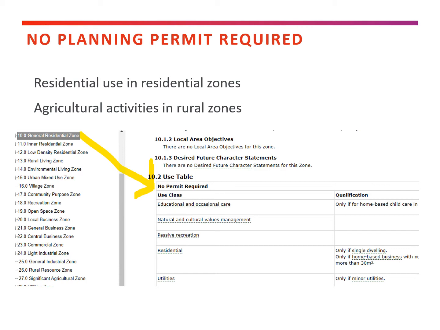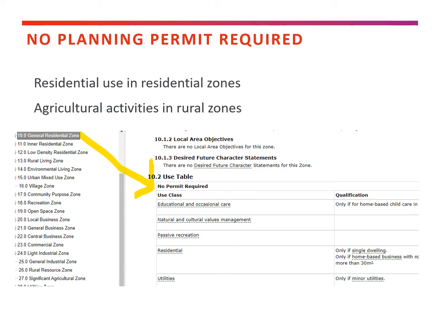So no planning permits are generally required if it's a residential use in a residential zone, if it's agricultural activity in a rural zone. Common sense, but these are just things to be aware of as expert planners when people are coming to advice about, well, can I do this? Do I need a planning permit to do this?